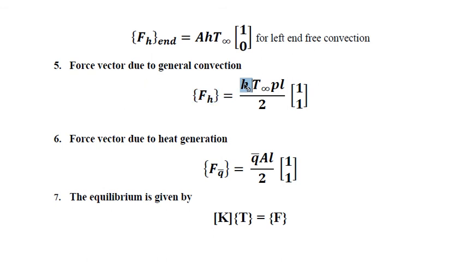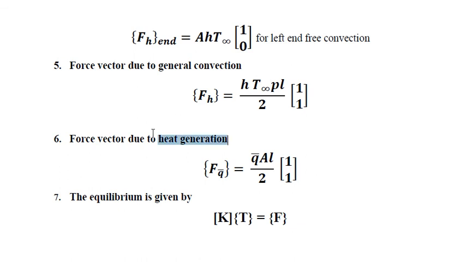Then it is given as h T infinity, that is the temperature of the surrounding, into perimeter into length by 2, {1, 1}. We have to remember these expressions. The force vector due to end convection is different. Again, it depends on whether the right hand is convected or the left hand is convected. The force vector due to general convection, that is surface convection, is different. It is h T infinity P L by 2, {1, 1}, the expression for the force vector due to general convection.